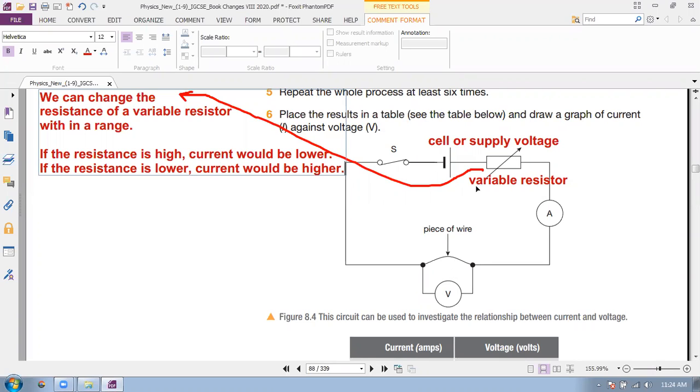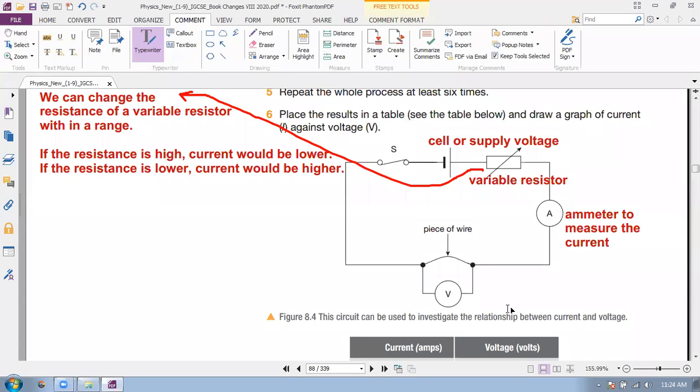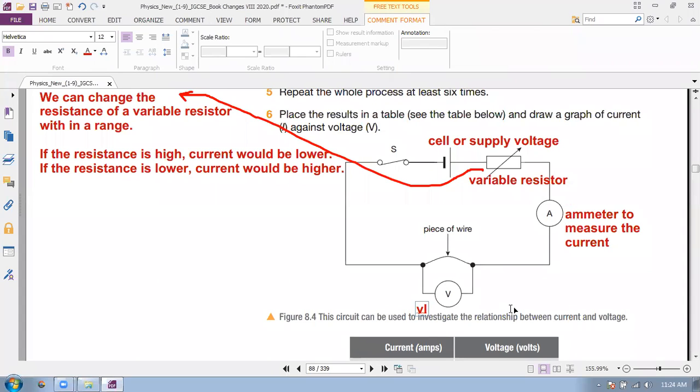So a small current is flowing through the circuit and there is a voltage drop across the piece of wire. This is the ammeter to measure the current. And this is the voltmeter. You know that the voltmeter is to measure the voltage.